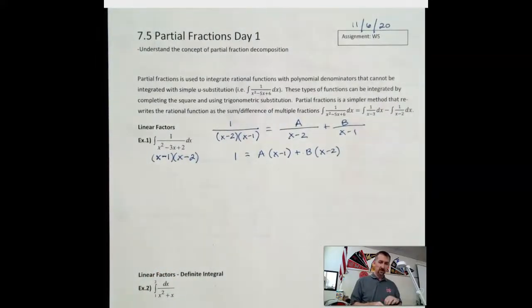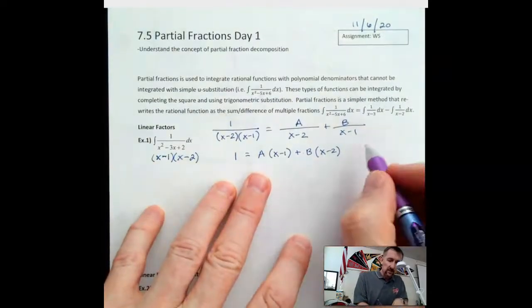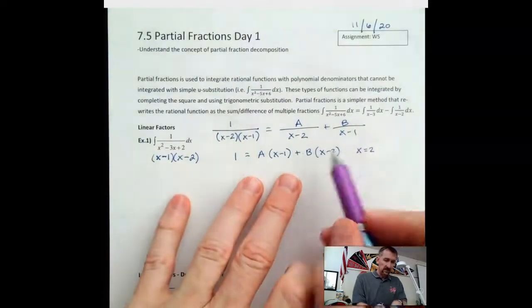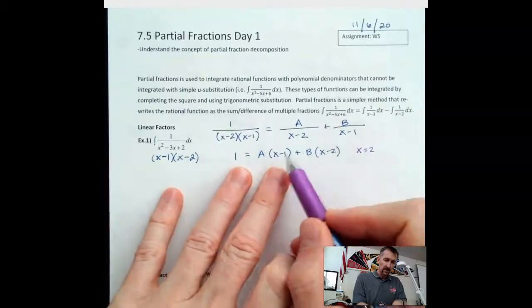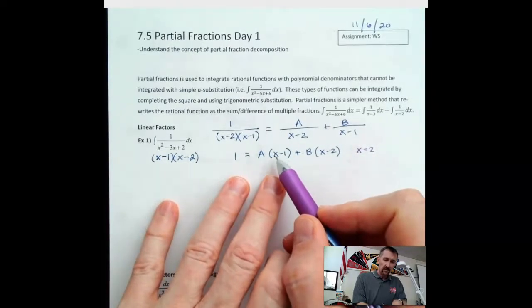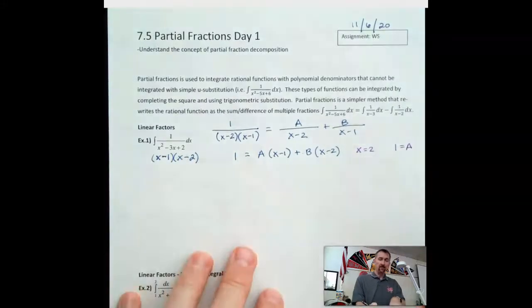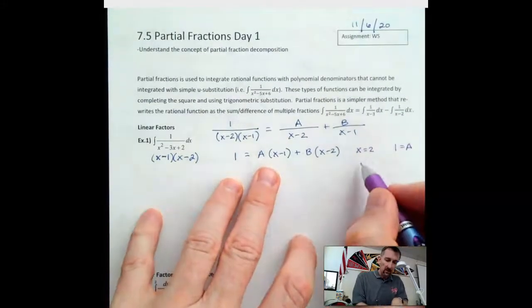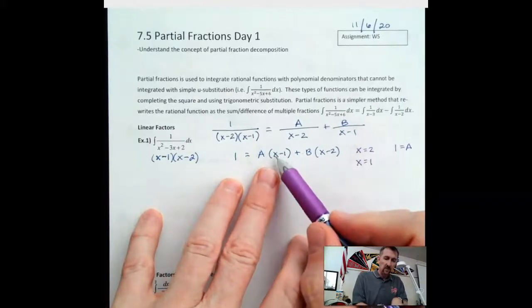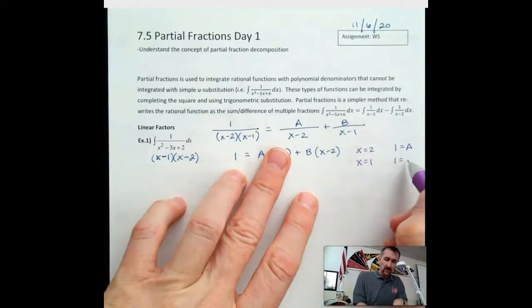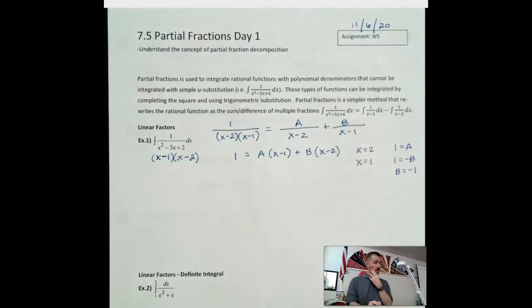Now, let's think about this for a moment. What if we let x equal 2? Okay, if we let x equal 2, then this would be 0, this would be gone. If we let x equal 2 here, that would be 1, and then we would just have that 1 equals a. Right? Now, or we could say, what if x equals 1? If x equals 1, this would be 0, this would be gone. If x equals 1 here, that would be 1 equals negative b, or b equals negative 1. Okay?